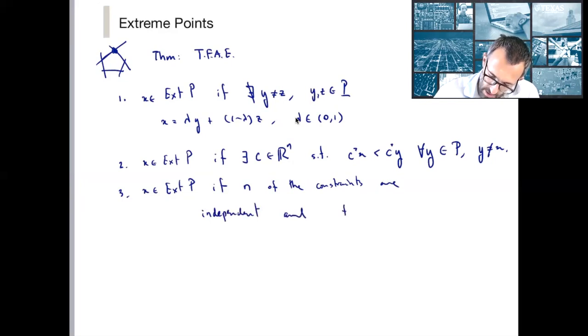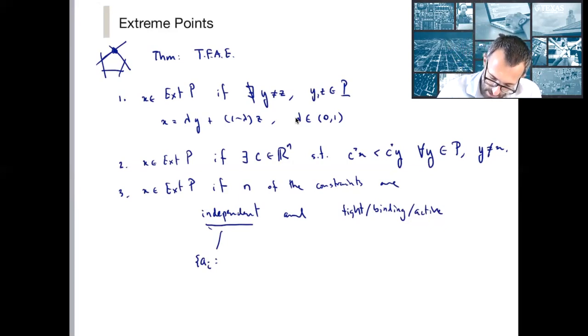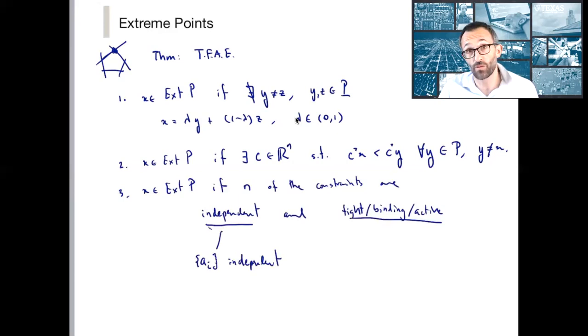and there's a bunch of words that mean the same thing. Tight, binding, active. So embedded in here are two definitions. What does it mean for constraints to be independent? It just means that their A vectors are independent. So constraints are independent if the collection of vectors A_i that define each of those constraints are independent. So this collection A_i is independent as vectors in R^n. And then tight, binding, or active just means that the constraints are satisfied with equality. So this means A_i transpose X is equal to b_i.